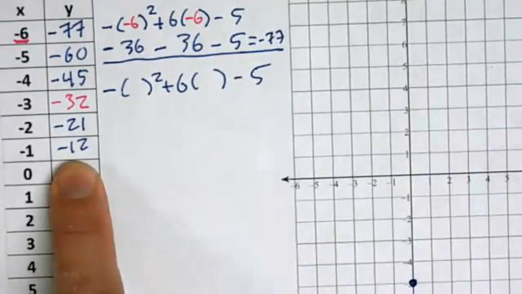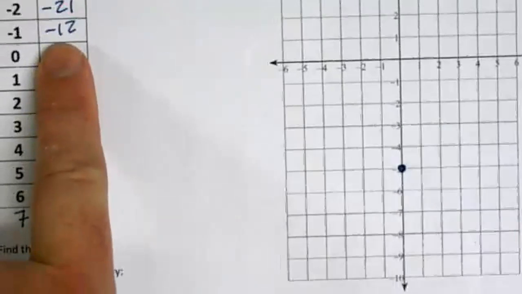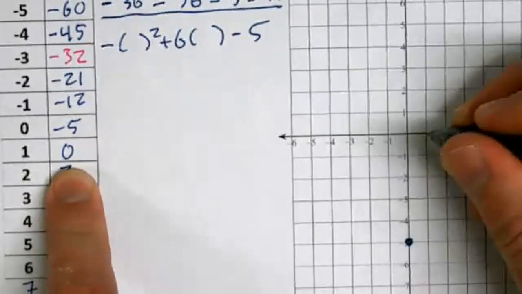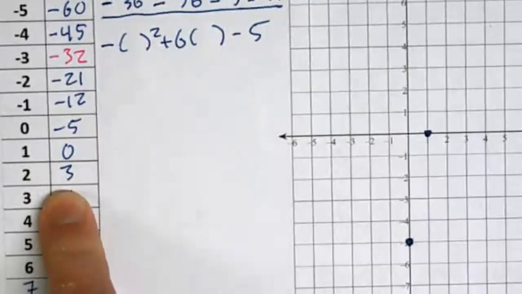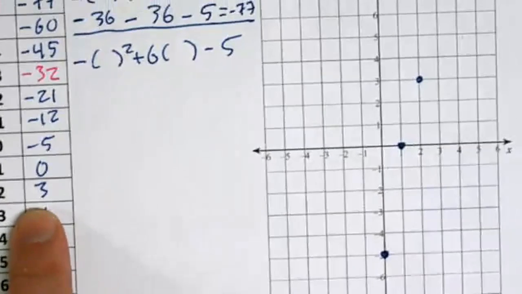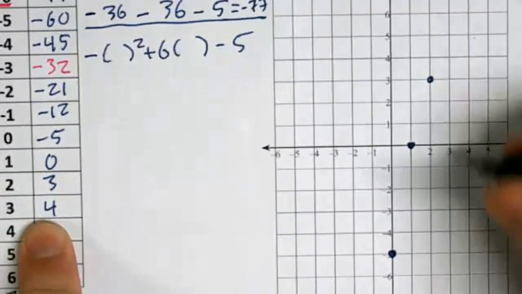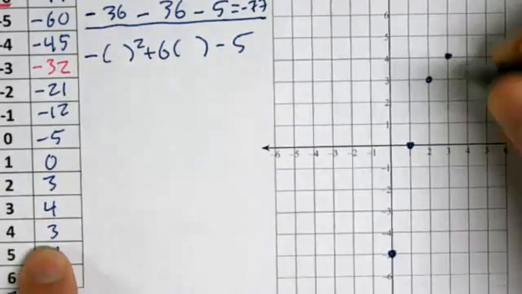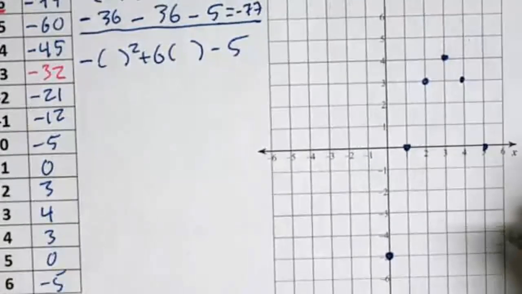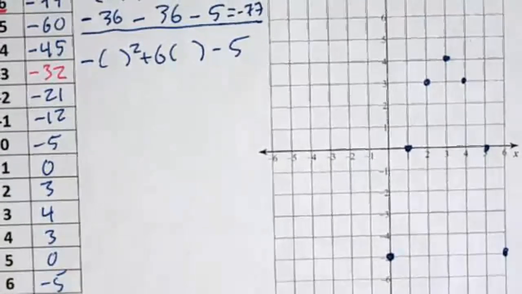So 0 comma -5 is the first point that we can actually get on here, just because -12 is not going to fit on this graph. It only goes down to -10. So, all right, and then 1 comma 0, and then 2 comma 3, and then 3 comma 4. 4 comma 3, 5 comma 0, 6 comma -5. Graph those points carefully and then connect them with a smooth curve.